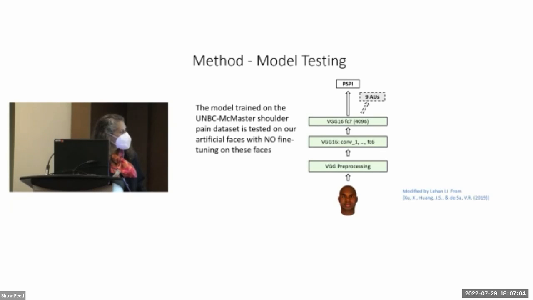Okay, so we're going to basically give faces from the FaceGen model to our modified VGG face. And in particular, note that we're not going to train the model on these artificial faces. We're just going to test the model that was trained on the UMBC McMaster pain data set. But we're going to be looking at the differences to the artificial African faces, the artificial European faces, and the artificial faces that are the same, but just changing the skin color.